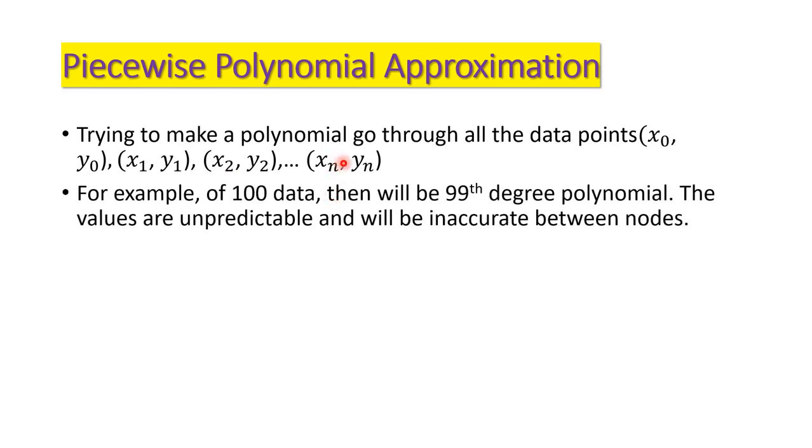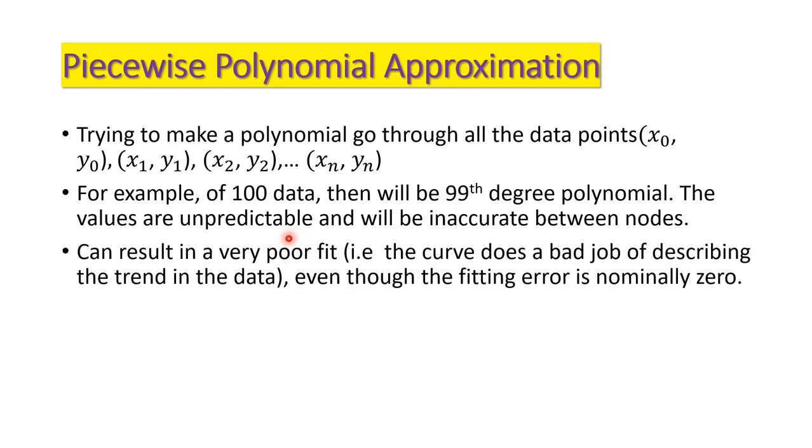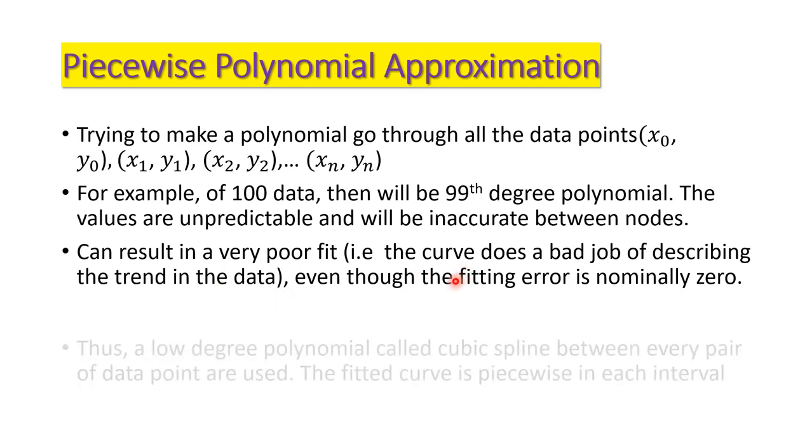Imagine if you have 100 data points, then this will be a 99 degree polynomial. The values are unpredictable and will be inaccurate between nodes. Besides, a higher degree polynomial can result in a very poor fit, or overfitting. For example, the curve does a bad job of describing the trend of the data, even though the fitting error is nominally zero.